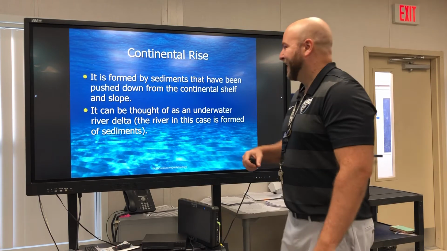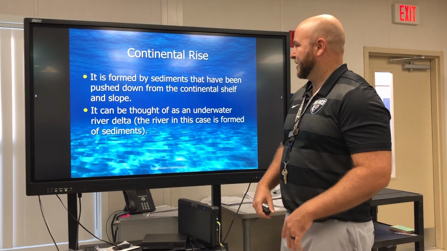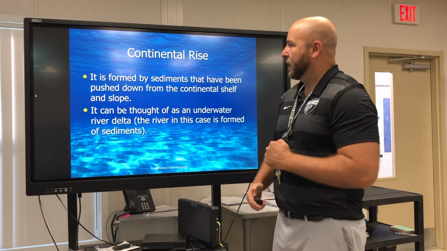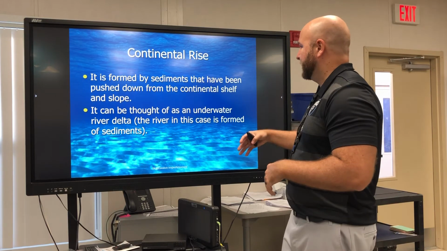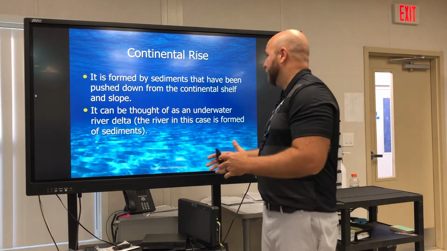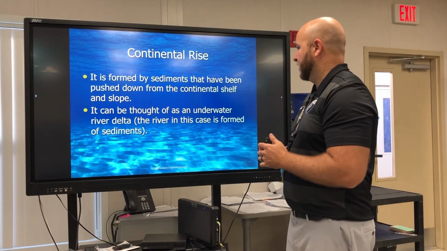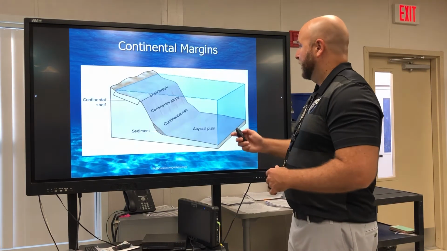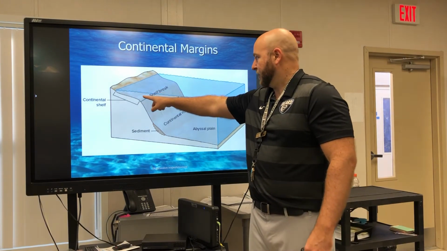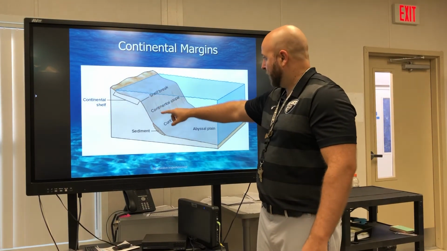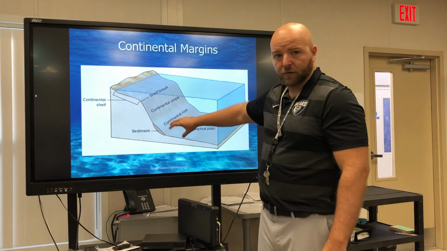All right. So then we have our continental rise. This is just a little bump at the bottom of the slope. It's formed by sediments that have been pushed around down from the continental shelf and the slope. It can be thought of as an underwater river delta, and I'll give you an image here of what it looks like. Here, the continental shelf is here, and then the slope drops down, and at the bottom of the slope, this continental rise is just where sediments collect.